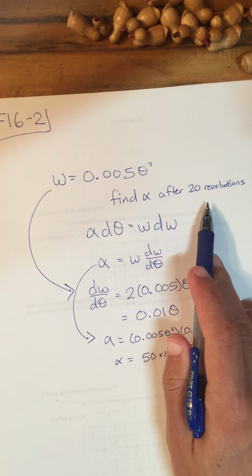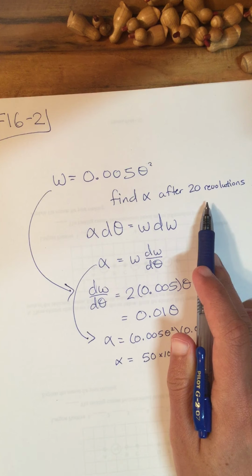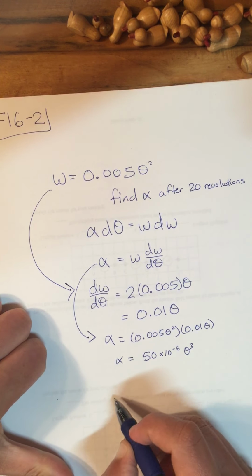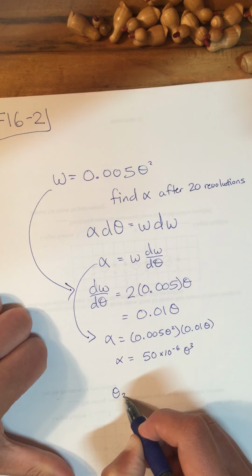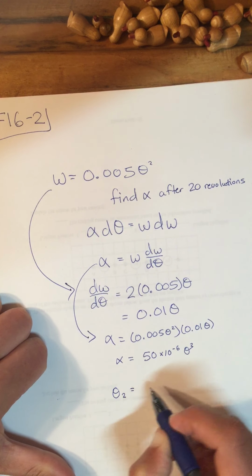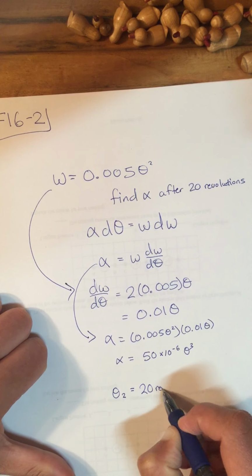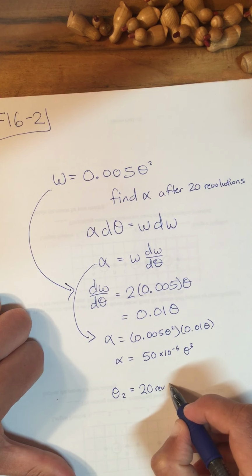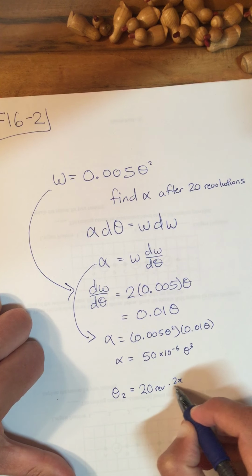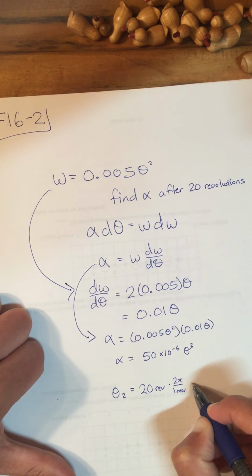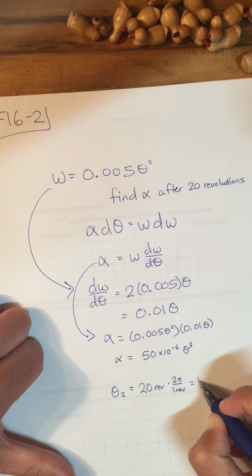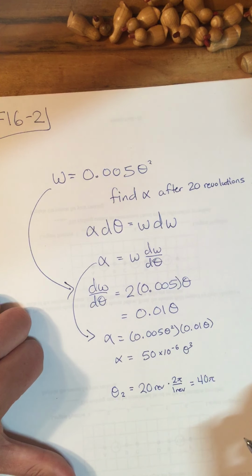So now all I have to do is figure out what theta is at 20 revolutions. So let's say theta 2 is equal to 20 revolutions. 1 revolution is 2 pi radians. So this is times 2 pi over 1 revolution, and that gives you 40 pi.